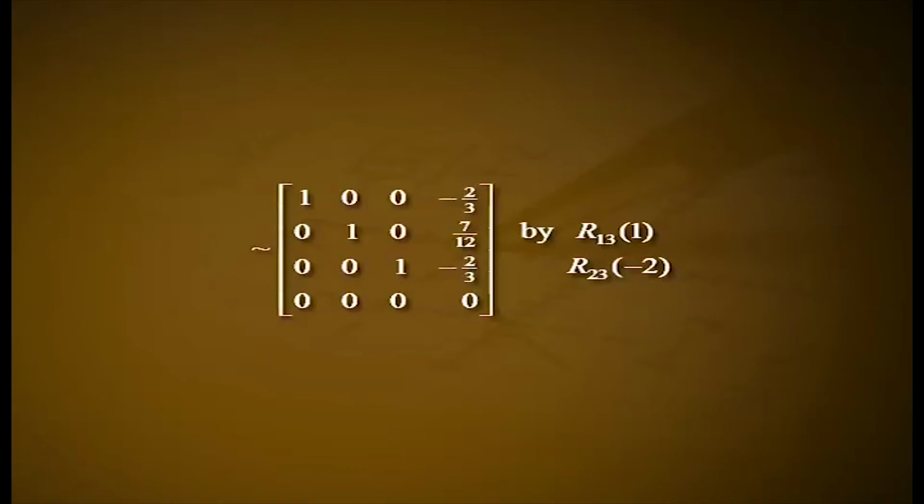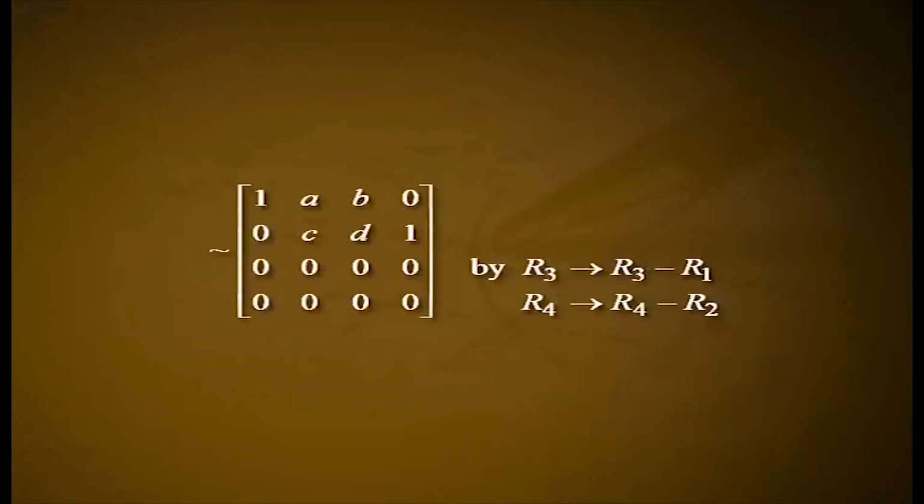[1 0 0 -2/3; 0 1 0 7/12; 0 0 1 -2/3; 0 0 0 0] by R13 → R1 + R3, R23 → R2 - 2R3. The above is the echelon form. Since the number of non-zero rows in the echelon form is 3, its rank is 3, and hence the rank of the given matrix is also 3.